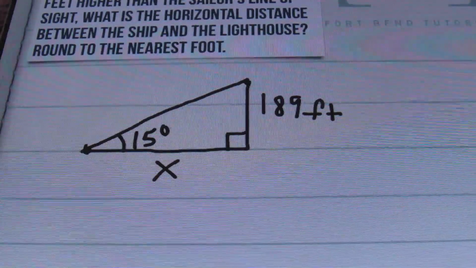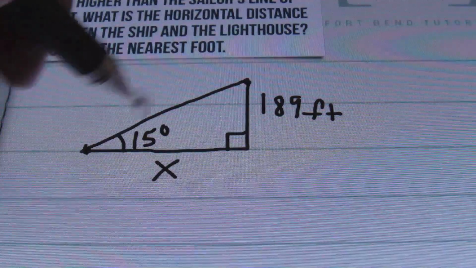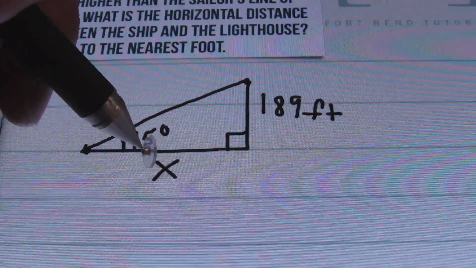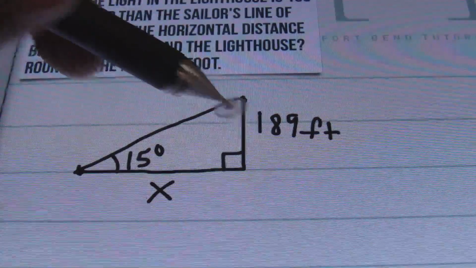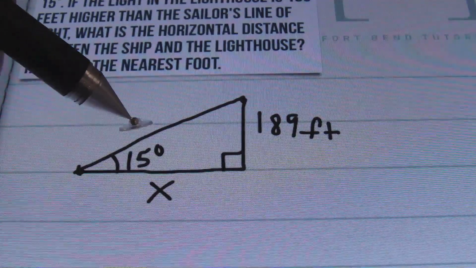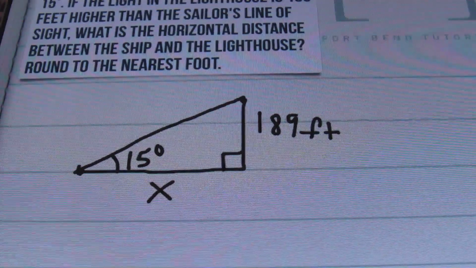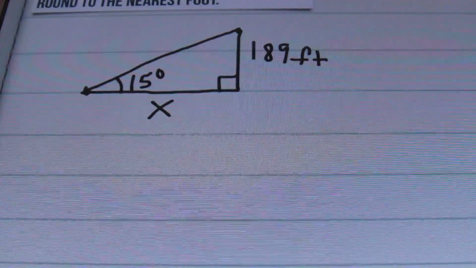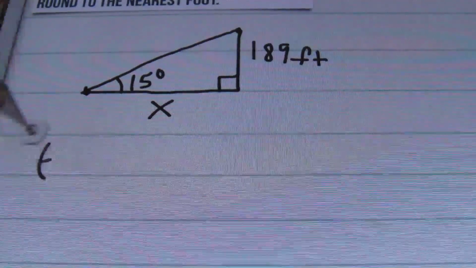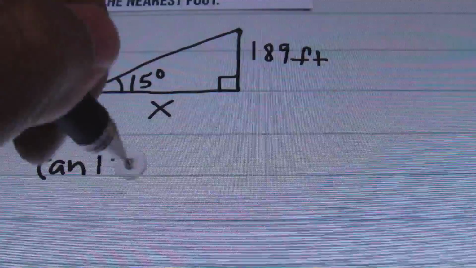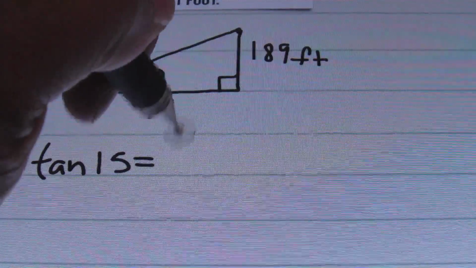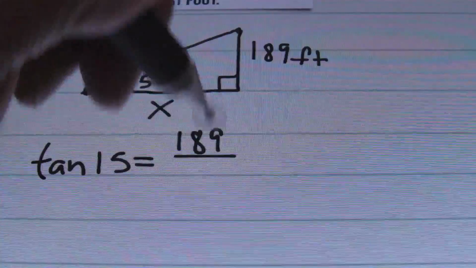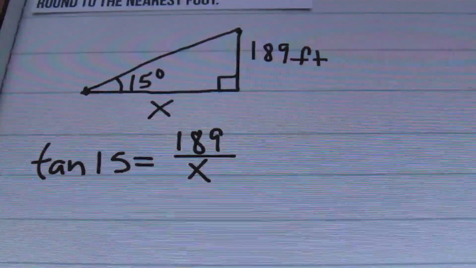Using trigonometry, ladies and gentlemen, from our angle here, we have the opposite side over the adjacent side. Anytime we have the opposite over the adjacent side, that trigonometric function is tangent, or tan. So we can write an equation to represent this relationship here. We can say that tan of 15 degrees equals our opposite length, which is 189, over our adjacent length, which is x. Just like that.